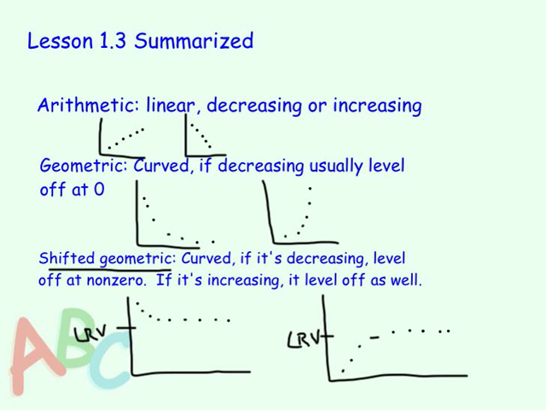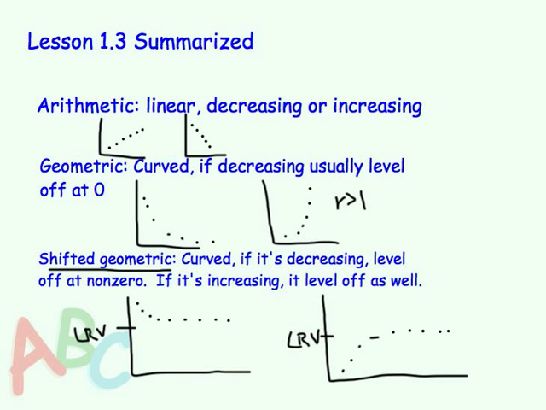All right. The second sequence that we have looked at is what we call a geometric sequence, and it is a curved graph. It is non-linear. If it's decreasing, it usually does level off at 0. For example, it looks like this first graph here. If it's increasing, it usually does not have a limit, and it will continue to increase. Anytime you have a common ratio of a value that's bigger than 1, it's going to be increasing, and it has no limit. It will keep going up and up and up.